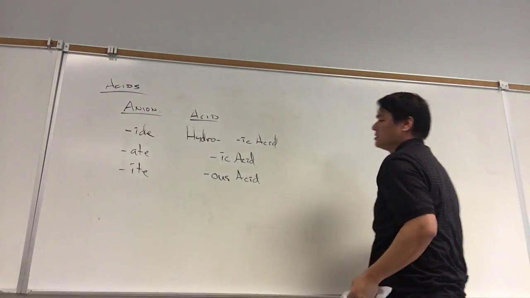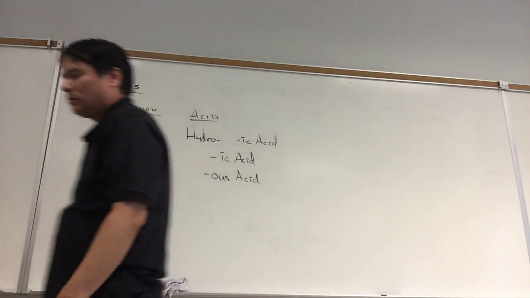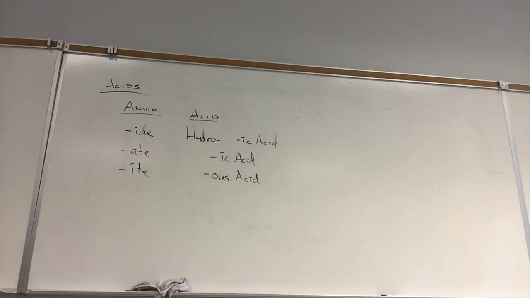Sometimes you modify the spelling. So sulfate should be sulfic acid, but historically it's been called sulfuric acid. Phosphate should be converted into phosphic acid, but it's phosphoric acid. So sometimes you modify the name of the anion. Otherwise, you just leave it as is.